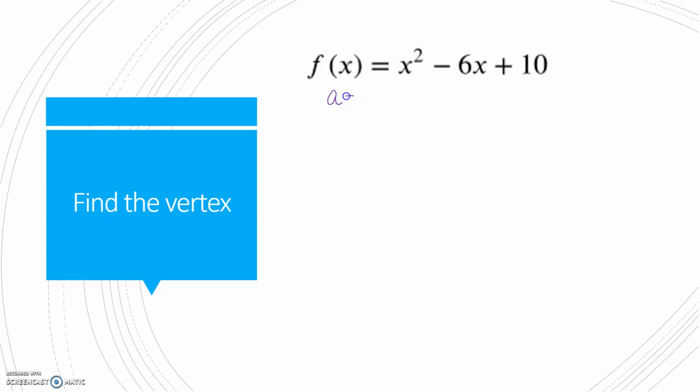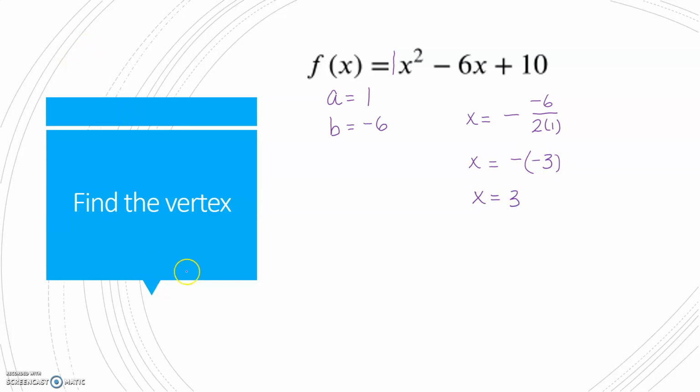First, let's figure out what a and b are. A is the number in front of x squared. I don't see one, so a is 1. And b is the number in front of x, so b is -6. So to find the x-coordinate of the vertex, I'm going to do the opposite of -6 divided by 2 times 1. And if I do that math, I get 6 divided by 2 would be -3. So since I have two negatives, that's going to be x is equal to 3.